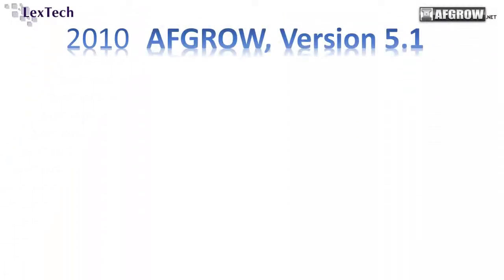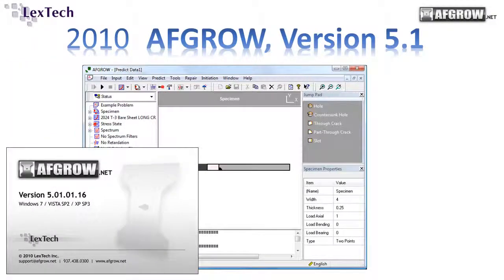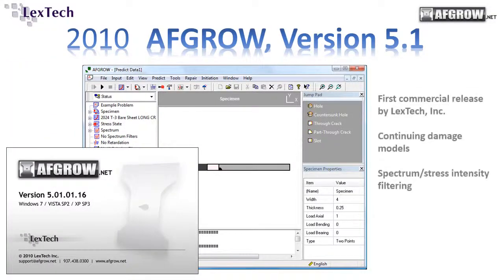In 2010, the first commercial version, version 5, was taken over by LexTech. It included continuing damage, where we had a crack on either side of a hole. One crack would grow to the edge, the geometry would change to a slot, and then the crack growth would continue on the other side of the hole. We also included spectrum and stress intensity filtering, which allowed users to modify either the spectrum or the beta factors as a function of crack length.